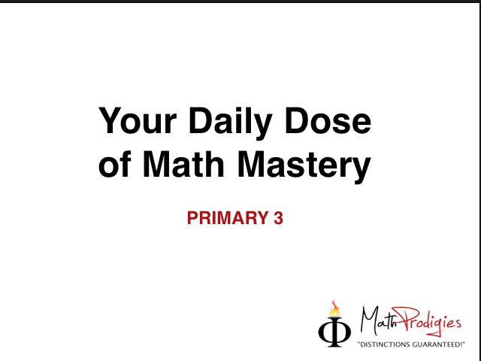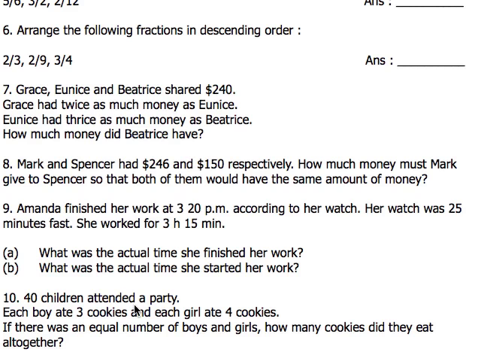Now let's take a look at this question. This question says Mark and Spencer. You've heard of Mark and Spencer, right? That little shop, that green color one where they sell the awesome chocolates. Now Mark and Spencer, so there's two people. Mark and Spencer had $246 and $150 respectively.